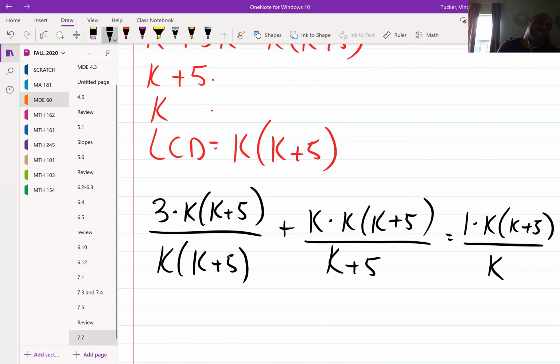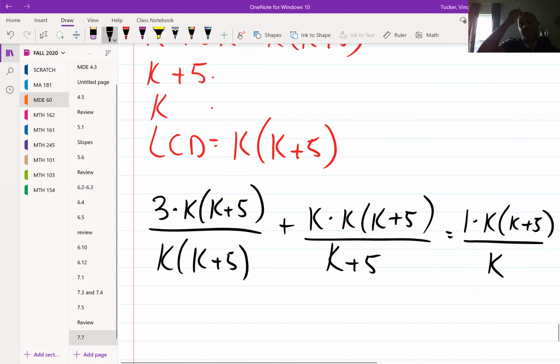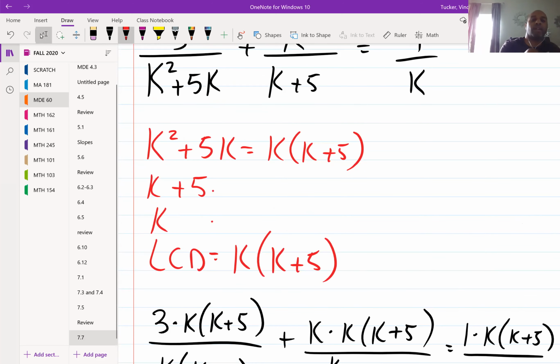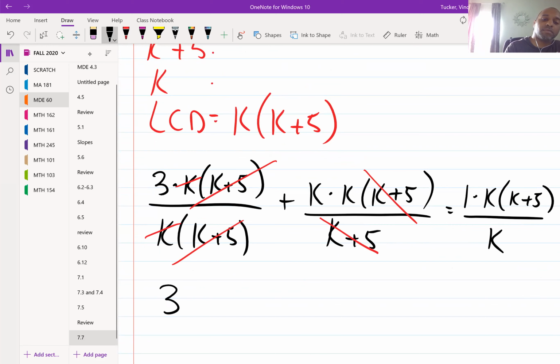So, yep, here we go. We got k times k plus 5 times each numerator. We had a 3 in the first numerator, k in the second numerator, and a 1 in the third numerator. And each denominator stays the same. I put the factored representation of our denominator down here. So that's what we have, but it's still the same denominator. Now we can cancel out some stuff. I can cancel out a k plus 5 and a k. That leaves a 3. I can cancel out k plus 5. That leaves k to the second.